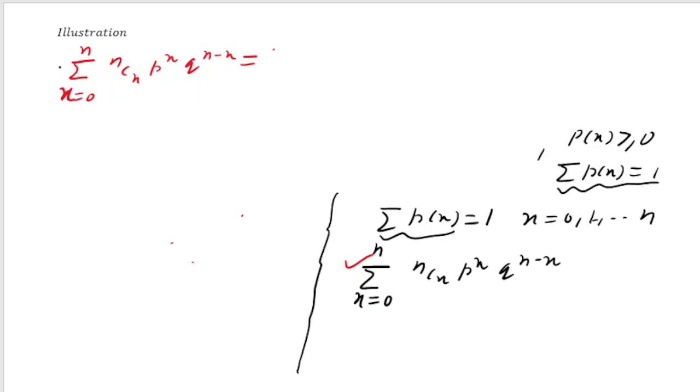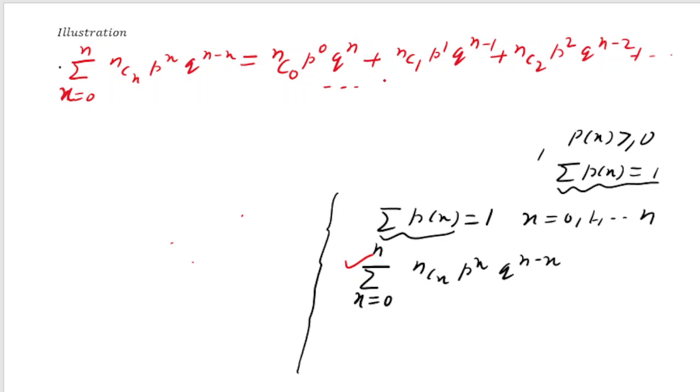If I take X as 0, I will get NC0 P to the power 0 Q to the power N minus 0, that is N. If I take X equal to 1, I will get NC1 P to the power 1 Q to the power N minus 1. If I take X equal to 2, I will get NC2 P to the power 2 Q to the power N minus 2, and so on. What will be the last term if I take X equal to N? I will get NCN P to the power N and Q to the power 0.